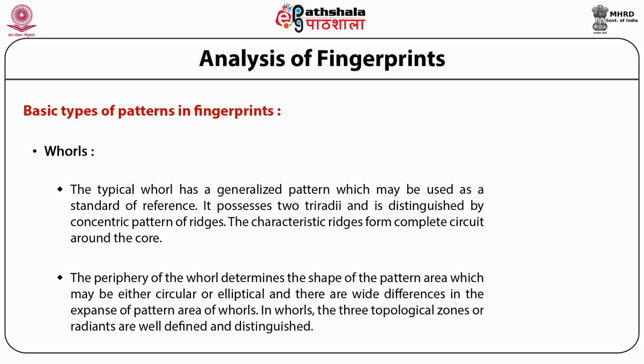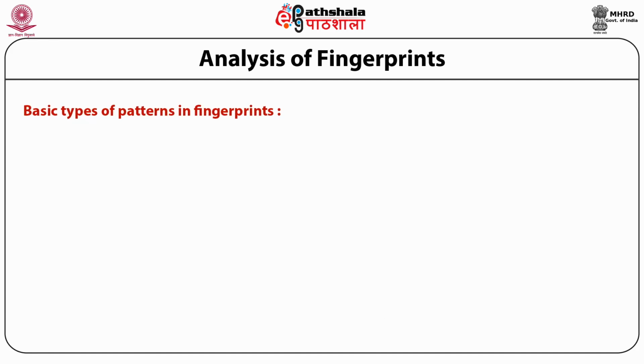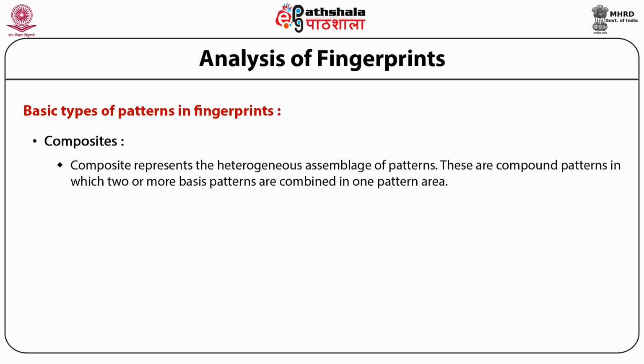In whorls, the three topological zones or radiants are well defined and distinguished. The figure is showing you typical pattern of a whorl. Next pattern of fingerprint is composites. Composite represents the heterogeneous assemblage of patterns. These are compound patterns in which two or more basic patterns are combined in one pattern area. For example, a whorl and an ulnar loop present in a fingertip or in a pattern area form composite.